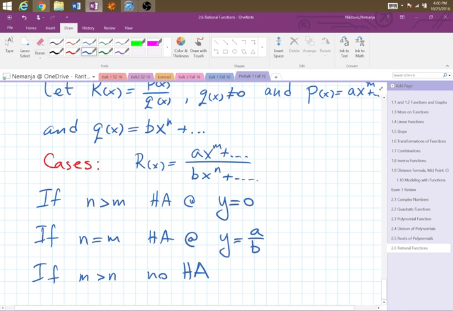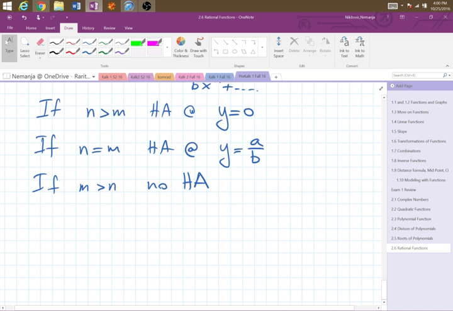So now, what do we do with the rest? There will be an offshoot of this one. You know what? Let me just write this. m equals n plus 1, slant asymptote. And we'll come back to that one.